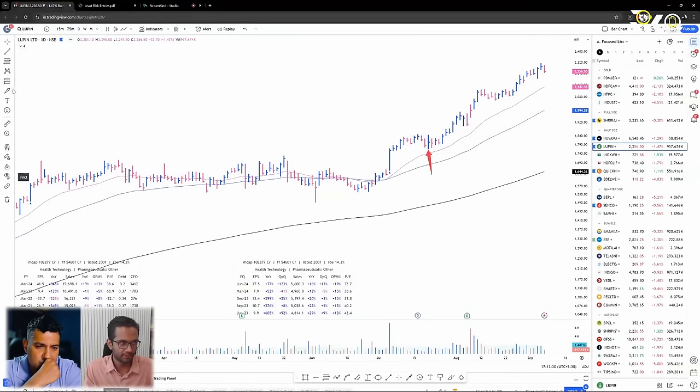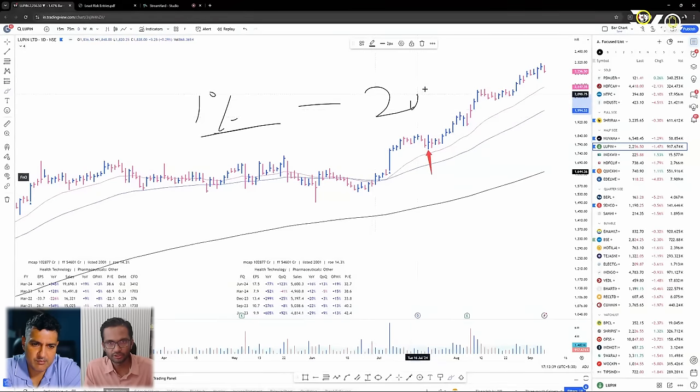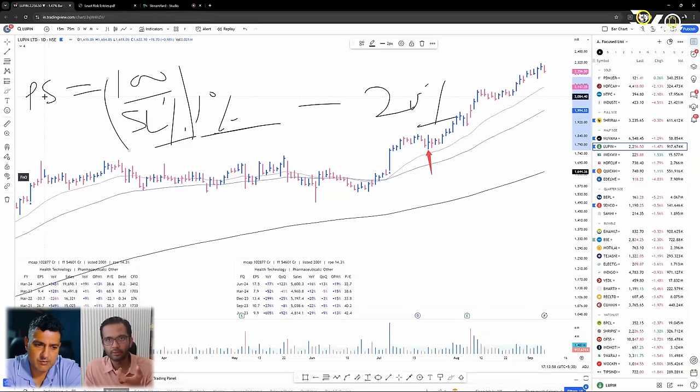So let's say I want to risk 1% of my capital. I can build a position size of even 20%. How do I do this maths? It's a very shortcut formula. You can calculate your position size by 100 divided by stop loss percent for 1% risk. So if your stop loss is 5% deep, your position size will be 20%. If your stop loss is 10% deep, your position size will be 10%, so that you will lose 1% of your capital.